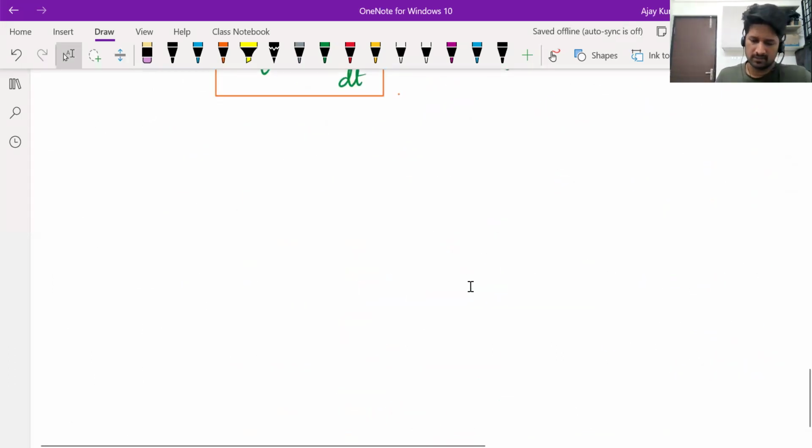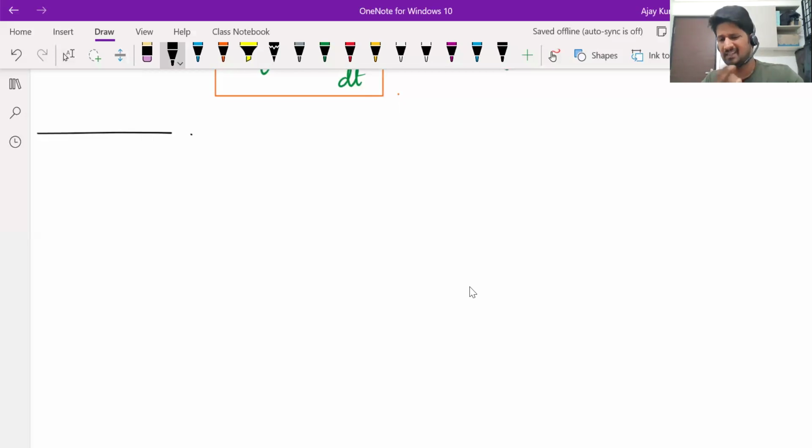Now, let us discuss examples. One of you tell me an example of an object which executes circular motion. Any real life object which executes circular motion.